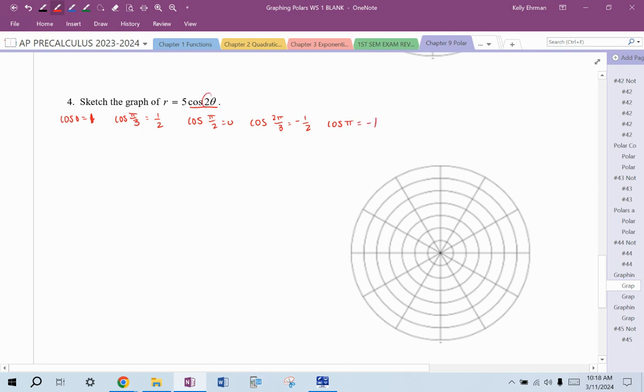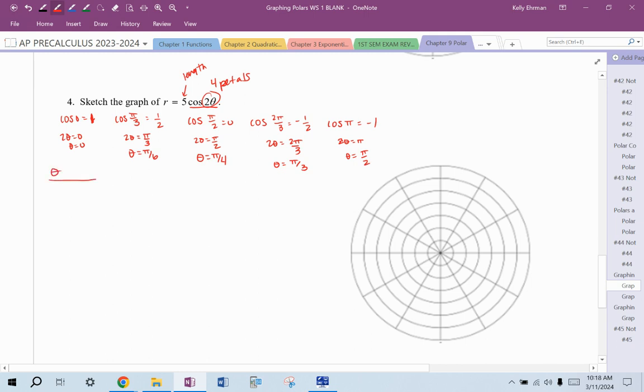Now we have 2 theta. Again, there should be 4 petals. 5 is going to be the max length. And this is cosine, so it should be starting on the x-axis. We want 2 theta to equal 0, so theta will always start at 0. We want 2 theta to equal pi over 3, so we're really going to be plugging in pi over 6. We want 2 theta to be pi over 2, so pi over 4. 2 theta, 2 pi over 3. When I divide by 2, I get pi over 3. And when I want 2 theta to equal pi. So look at this one. We're basically plugging in every quadrant 1 angle, right?